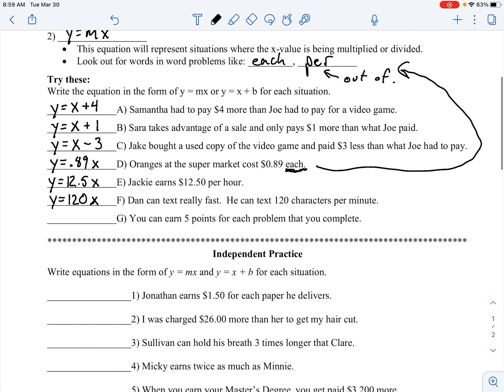And then finally here, part G, you can earn 5 points for each problem that you complete. So pause it, give it a try, hit play, and compare. So our total amount of points here we're going to call y, and that is going to be equal to, well, we're earning 5 points per problem, right? So we just have to multiply that times the number of problems that we complete, and that is x, because we don't know it. We could figure it out for any amount of math problems that we wanted to.